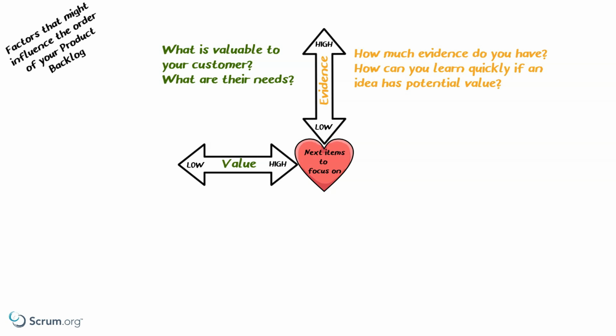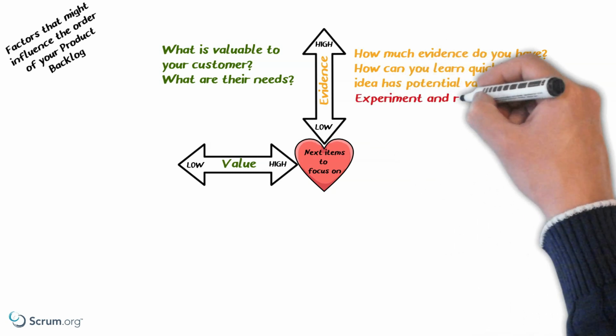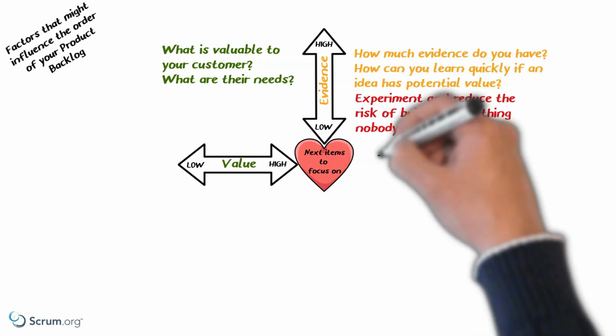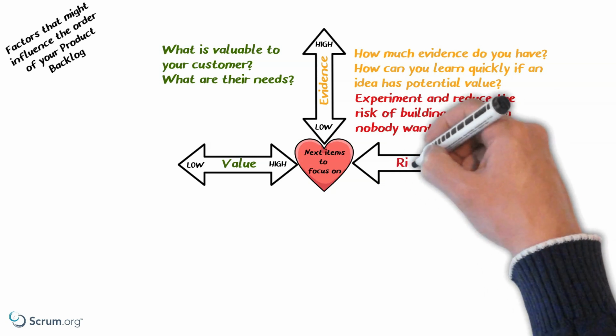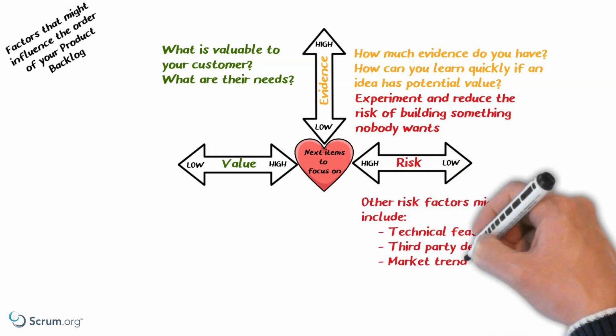customer satisfaction. As a product owner, you are keen to learn as quickly as possible if your assumption has some validity or not before building it in its entirety, risking wasting loads of money and effort. So you decide to do a small experiment first. Other risk factors may be technical feasibility, dependencies, and market trends.